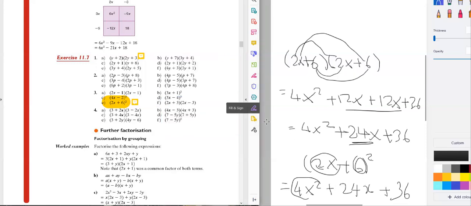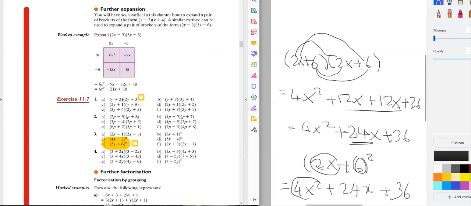So it's similar to the one just now. Maybe the numbers are a bit more complicated, that's all. So this is all about expanding and simplifying. So in the next video, I'm going to show you how to do factorizing. It's more important and harder.